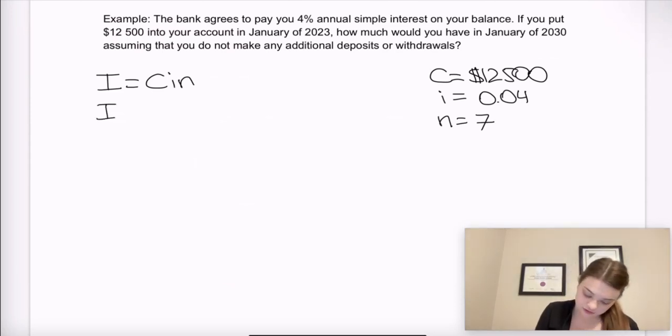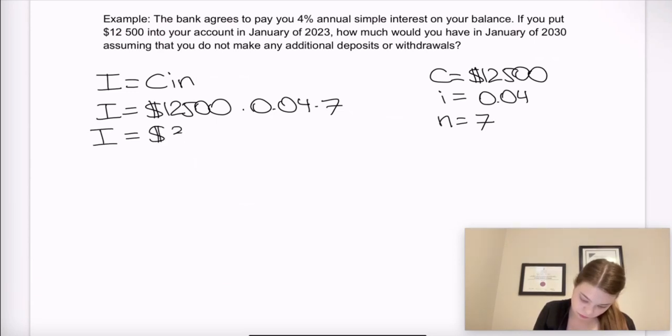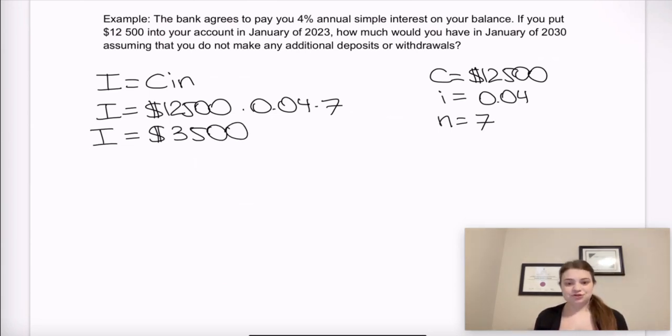So therefore, the interest is going to be equal to $12,500 times 0.04 times 7. So let's see how much interest we're going to get for this money. If we multiply those, we get $3,500, which is not bad. Also not that great, right? There are certainly investments with higher returns than 4%.